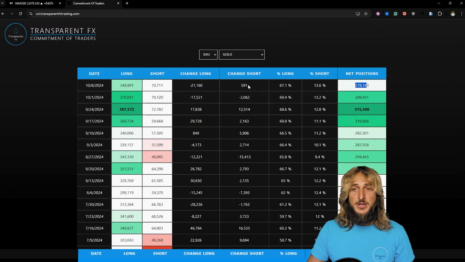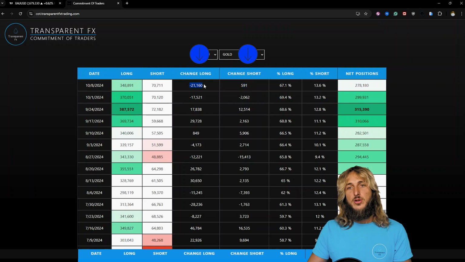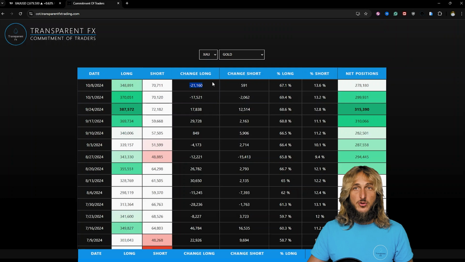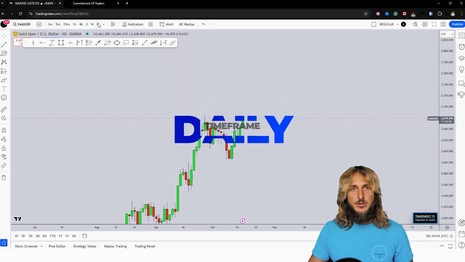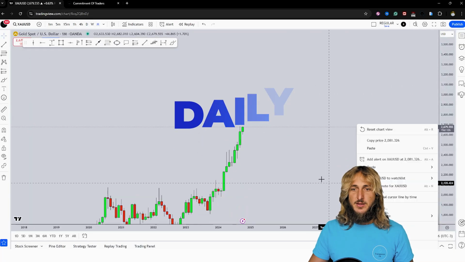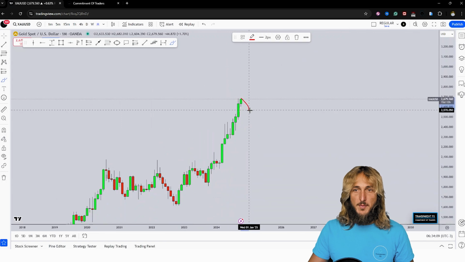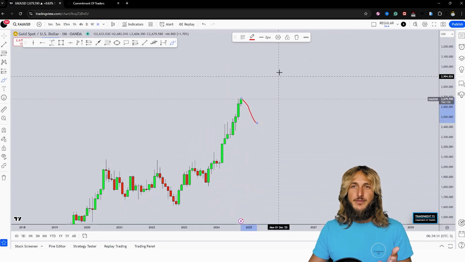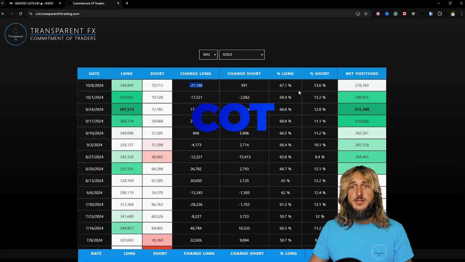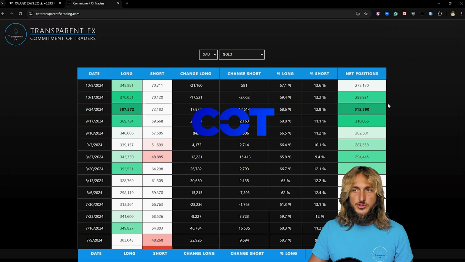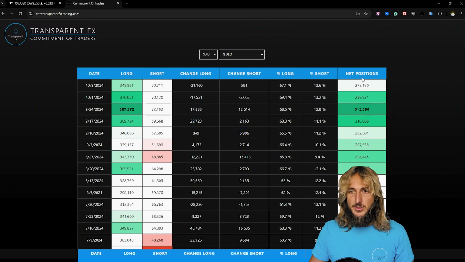We can see in fact how institutions added 591 shorts with the last report and closed 21,000 longs. So they're starting to close longs and open shorts, meaning that that correction that we have identified that the market has the possibility of creating here from a monthly perspective, institutions also seem to expect such a correction, and that is why they're decreasing their net positions essentially. So let's keep all of this in mind and move back to the chart.